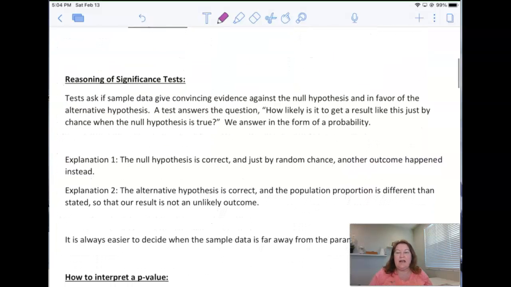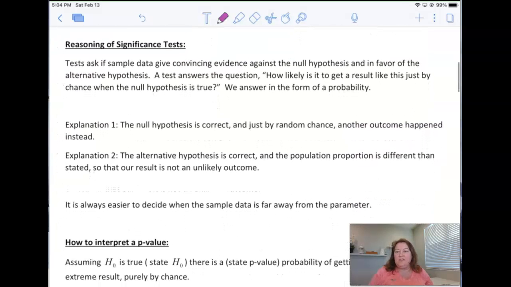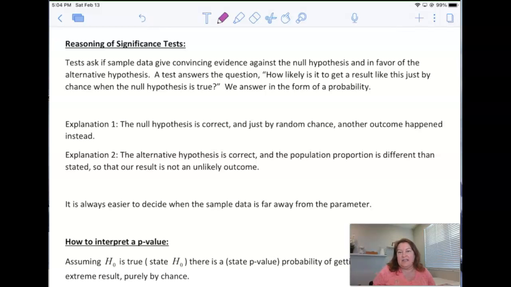The next thing is going to be, how do we reason this stuff? The tests are going to ask if the sample data give convincing evidence against the null hypothesis and in favor of the alternative hypothesis. So a test answers the question, how likely is it to get a result like this just by chance when the null hypothesis is true?